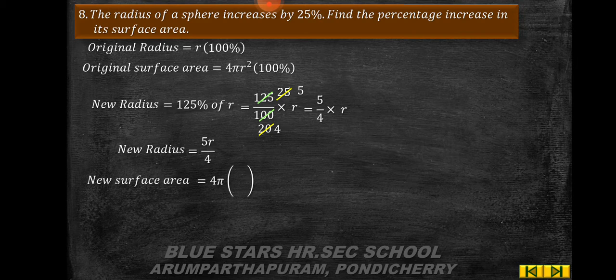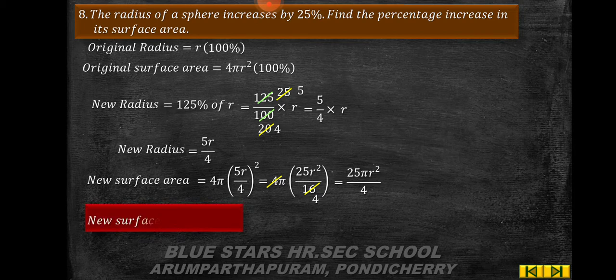New surface area is equal to 4 pi into 5R by 4 the whole square, which is equal to 4 pi into 25 R square by 16. 4 and 16 get cancelled. So you get 25 pi R square by 4. Therefore, the new surface area is equal to 25 pi R square divided by 4.